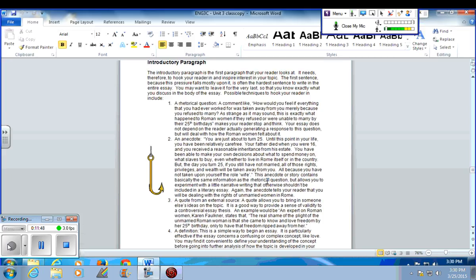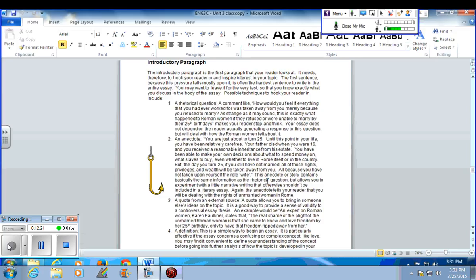Three says you have a quote from an external source. This could be a quote that you think is really interesting or really sums up or can help to introduce what topic you're going to be looking at. It allows you to bring in someone else's ideas. So it's a good way to prove your opinion if you're doing some kind of controversial essay or any kind of argumentative essay.